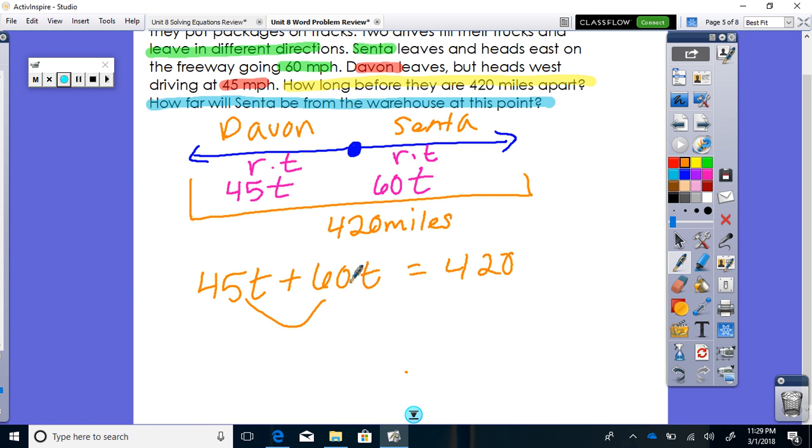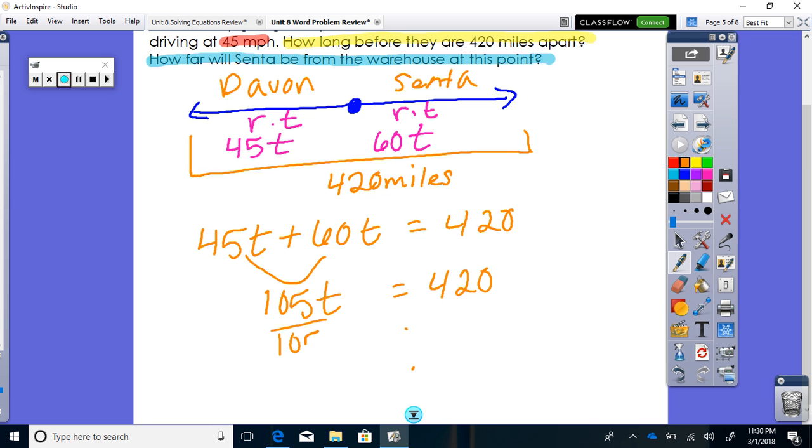Then combine like terms. 45 plus 60 will be 105. Then divide by 105 on both sides. And you get t equals 4. Yep, 4. And it was in how long? Since it was miles per hour, this is 4 hours. It takes them 4 hours before they're 420 miles apart. So we've answered the first question.